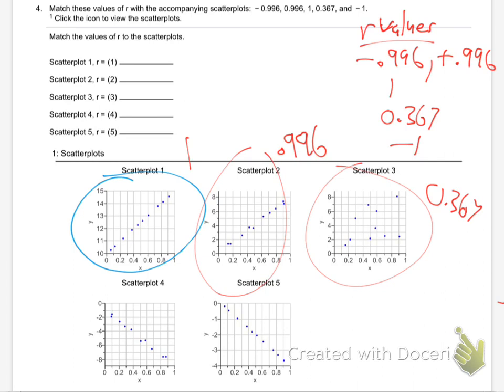Good. And number 4? Yeah, it's negative. The line's going down, but it's not an exact straight line. It's pretty close to it, though. What's number 5? Perfectly straight line going down. Good. So R is close to 0 if it's not a line. It's close to 1 or negative 1 if it's a line up or down. Tonight we're going to be calculating with our calculator. I haven't shown you yet. It comes off the calculator.